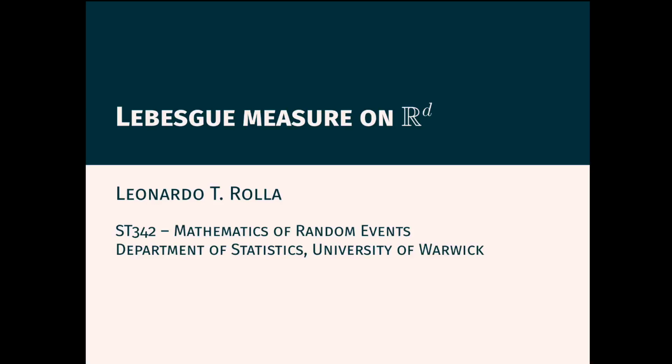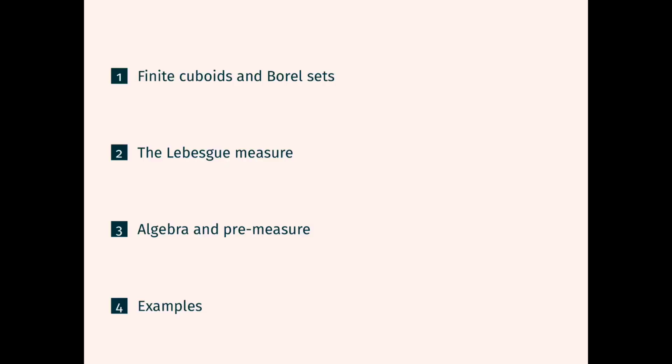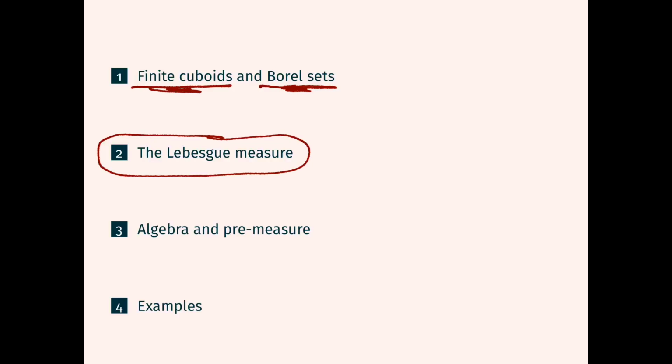In this video lecture, we'll talk about the Lebesgue measure, but not the Lebesgue measure on the real line, but now on the Euclidean space Rd. We'll start by defining what finite cuboids are, then define the sigma algebra of Borel sets in d dimensions, then state the theorem of existence and uniqueness of a measure which is called the Lebesgue measure on Rd.